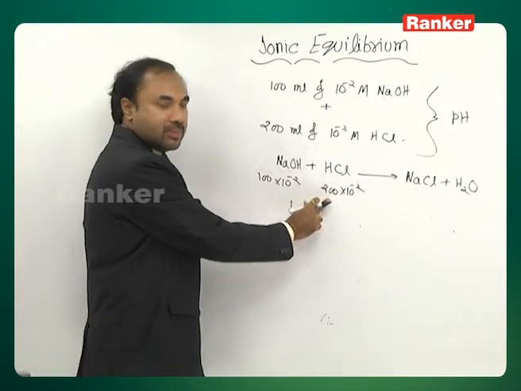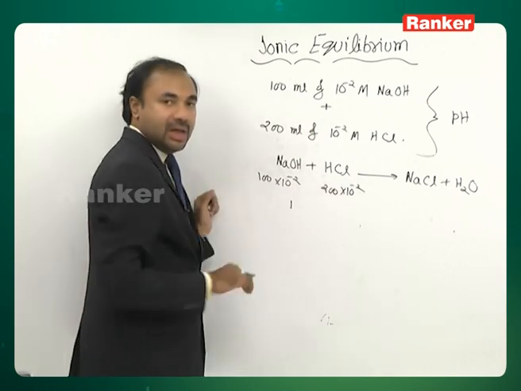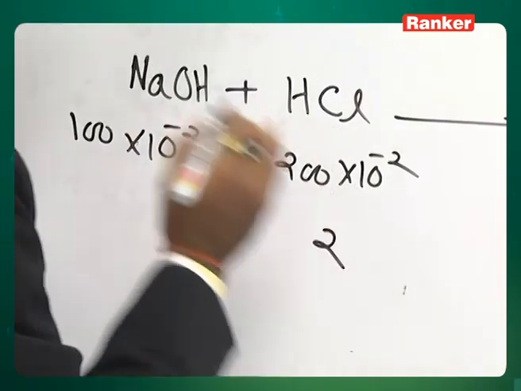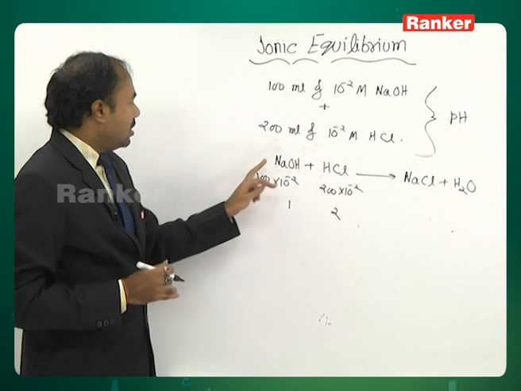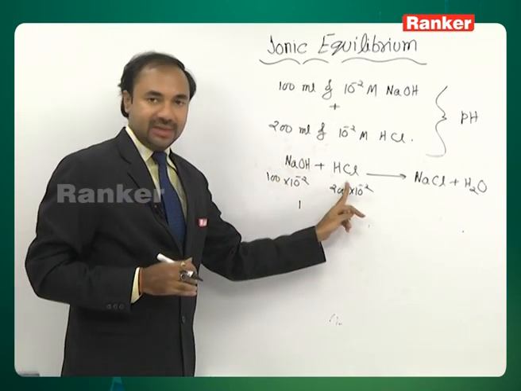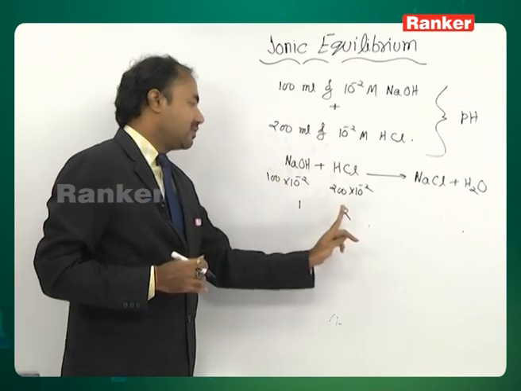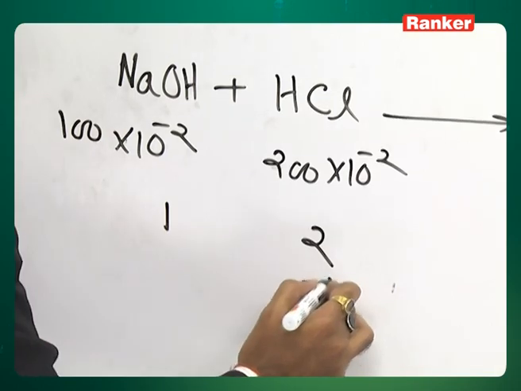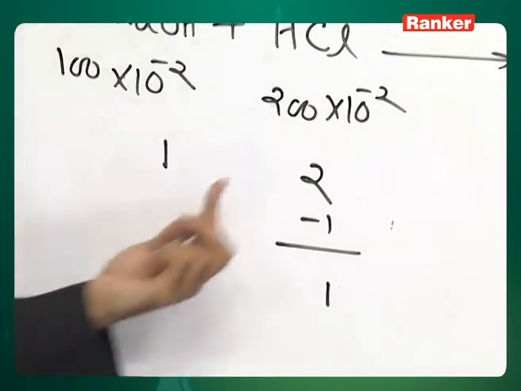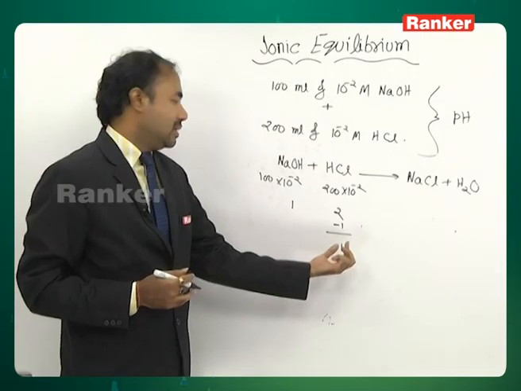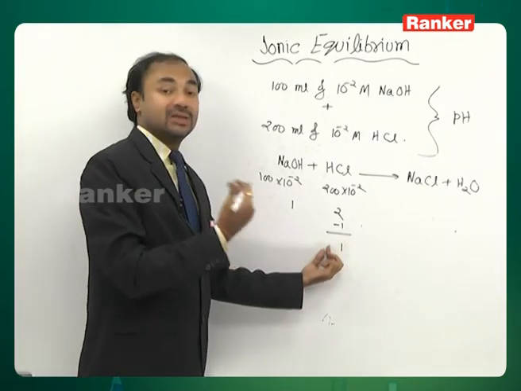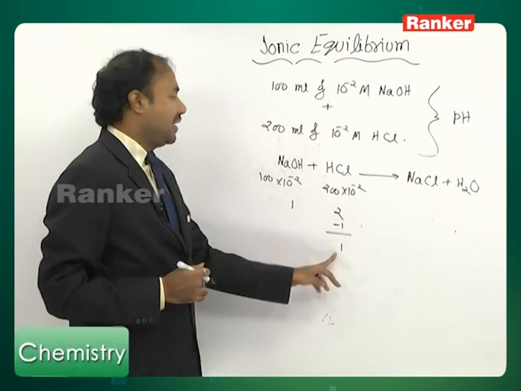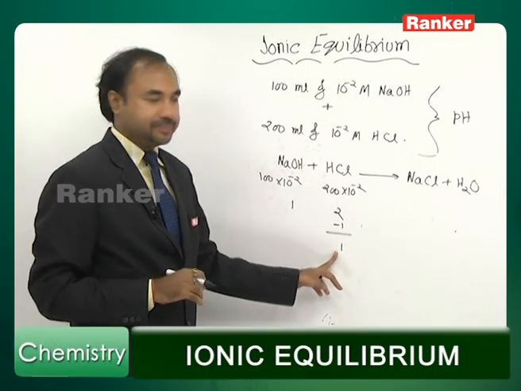Molarity into volume in milliliters gives millimoles, and this comes out to be 2. Now, 1 mole of NaOH reacts with 1 mole of HCl. So 1 mole of NaOH will react with 1 mole of HCl, and 1 mole of HCl will be left finally in the solution. Sorry, this is millimole actually. So 1 millimole of HCl is finally left in the solution.